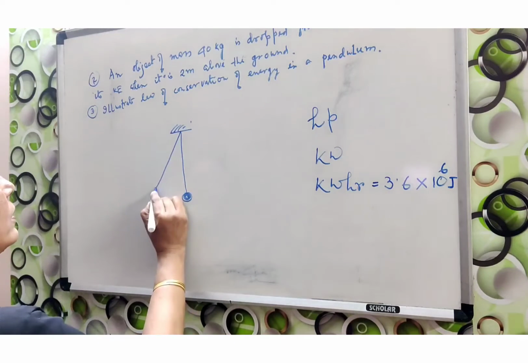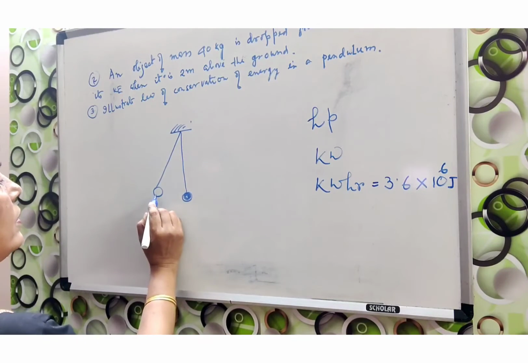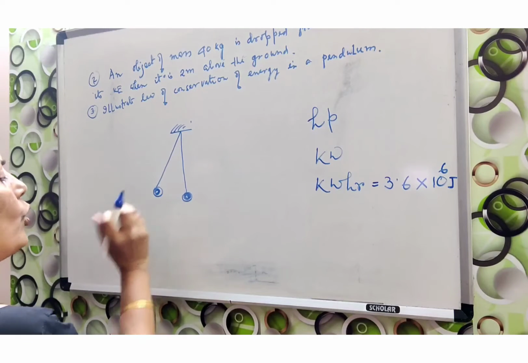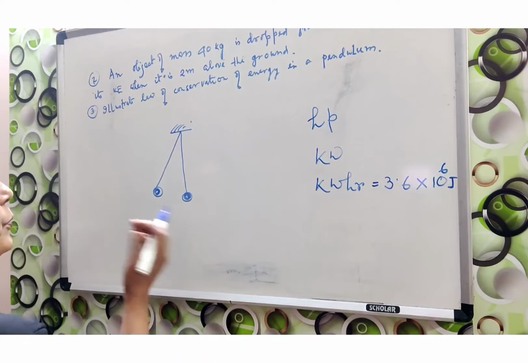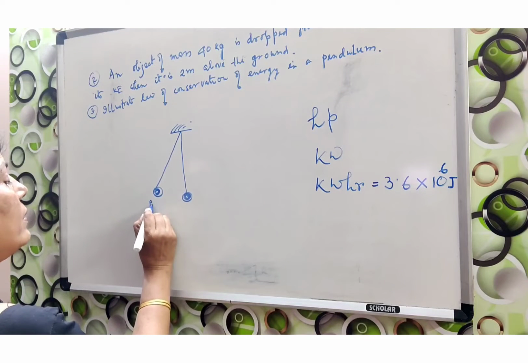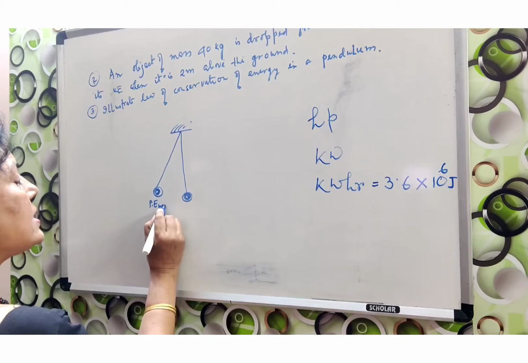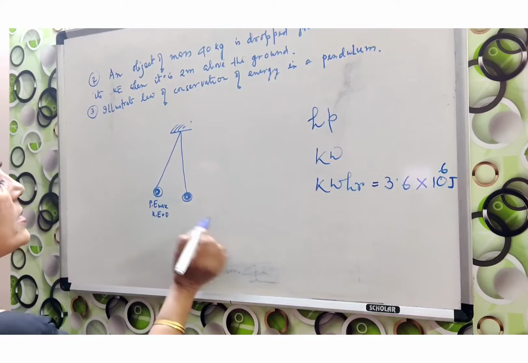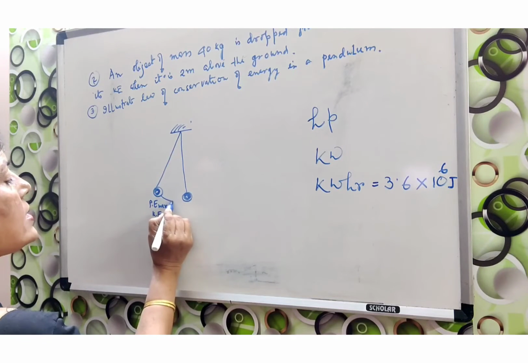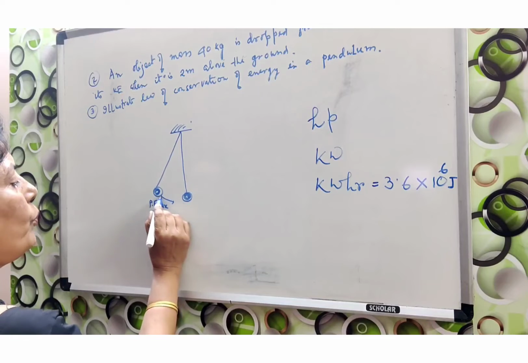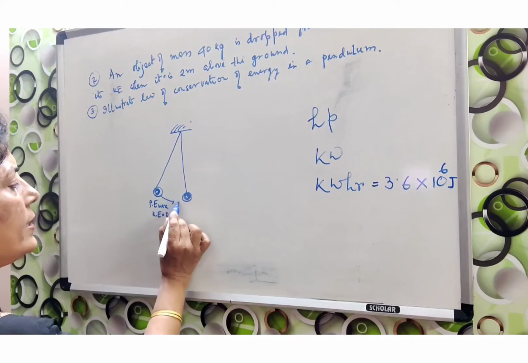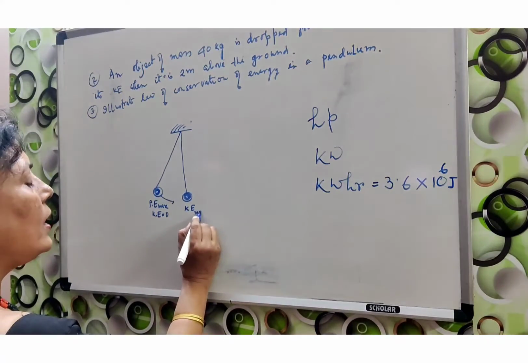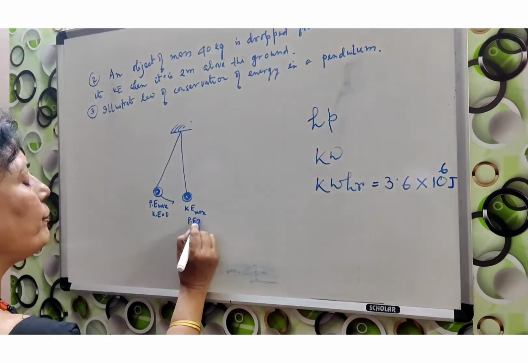When it is pulled to the left, the energy supplied to it is stored within the bob as potential energy. So at this position, potential energy becomes maximum and kinetic energy of the pendulum becomes zero. When it is released, its velocity increases and height decreases. So potential energy decreases and kinetic energy increases. At its mean position, kinetic energy becomes maximum and potential energy becomes zero.